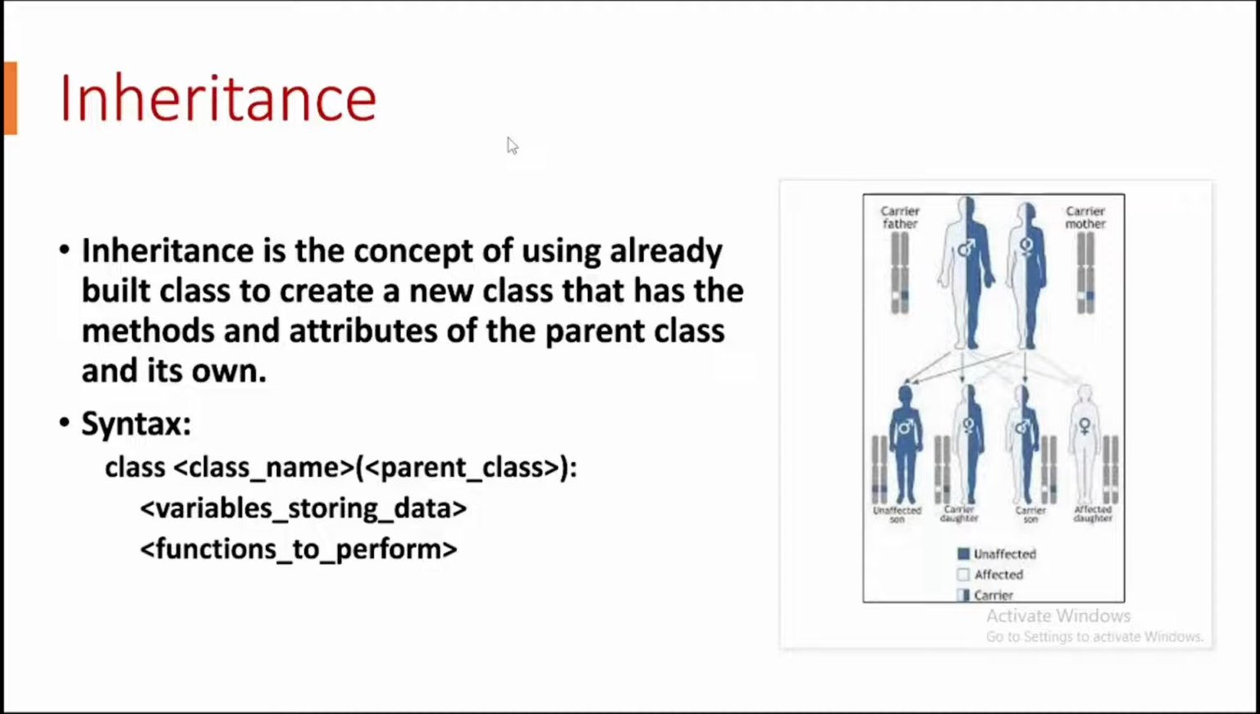Inheritance is nothing but a concept of using an already built class to create a new class that has all the methods and attributes. Methods are the functions, and attributes are the variables of the data. If we are building a new class and we have a class that is already there, we can use it and add our own functions. The class that is already built and that we are going to use is called the parent class, and the new class that we are building is called the child class.